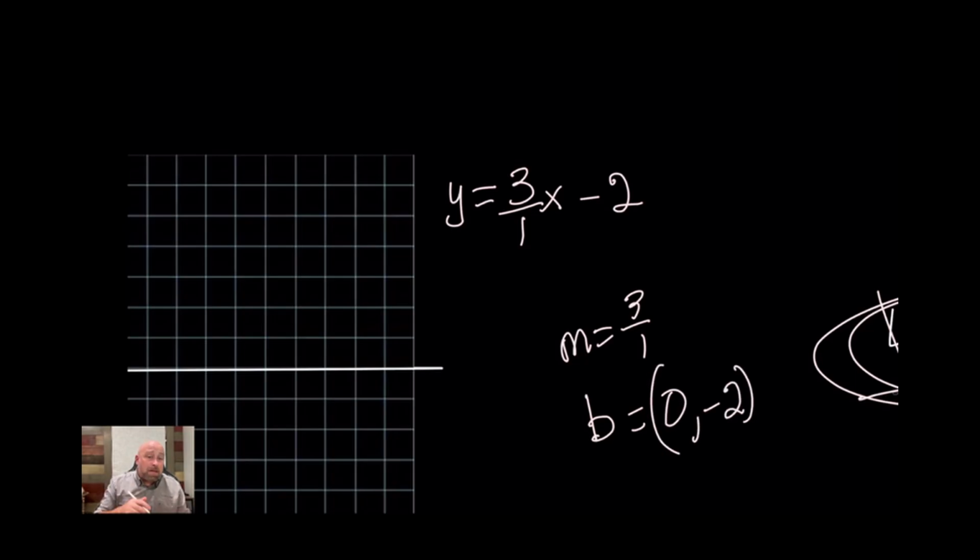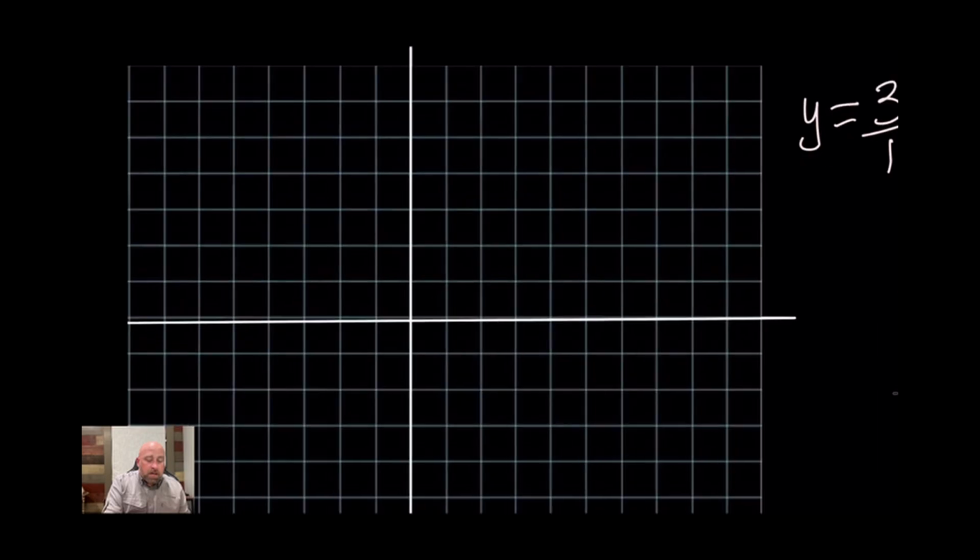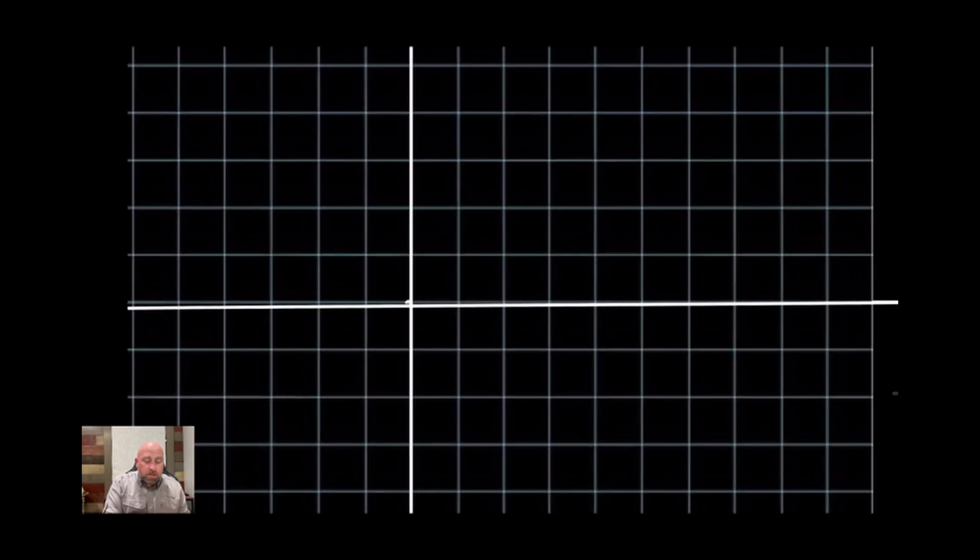So what does that mean? That means that's the point at which our line crosses the y-axis. Okay? So here's the way that we graph these. We start with that point right there. Our y-intercept is a point on our line. It's 0, -2. So we come over here and we go to 0, which 0, 0 is right there in the middle, right? So we go to 0, -2.